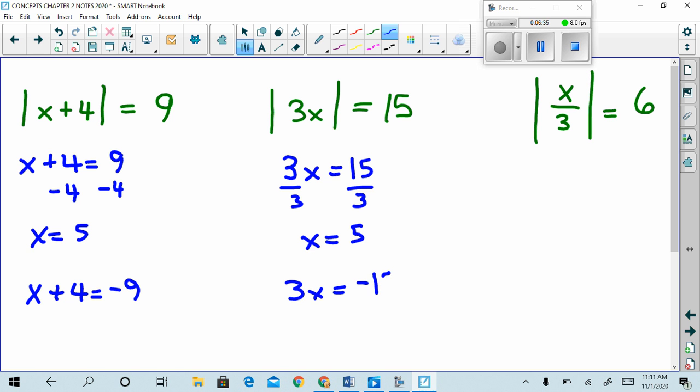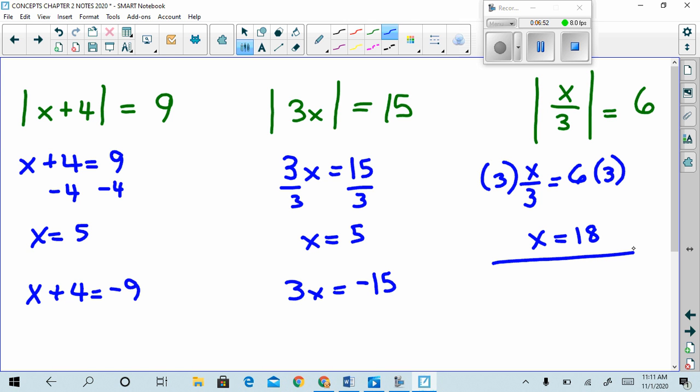You complete the second one. We'll check in class. Last problem on this slide is a division. And we know that the inverse of division is to multiply. So multiply both sides by 3, and I get x is equal to 18. But don't stop there because you need to solve twice. In my second one, I have x divided by 3 is equal to negative 6. Solve again, and we'll check.